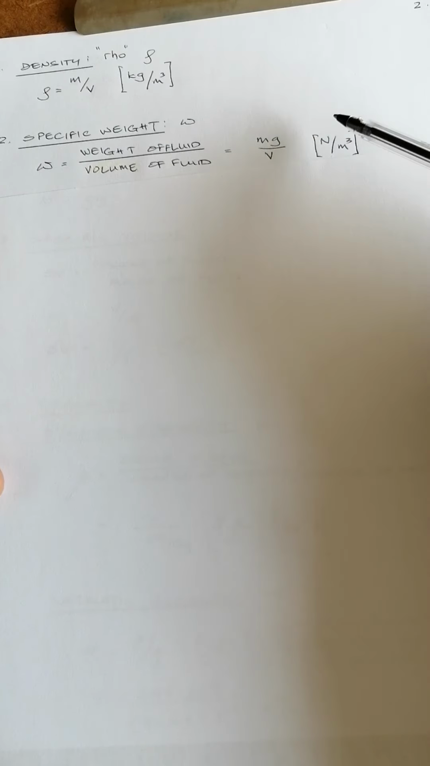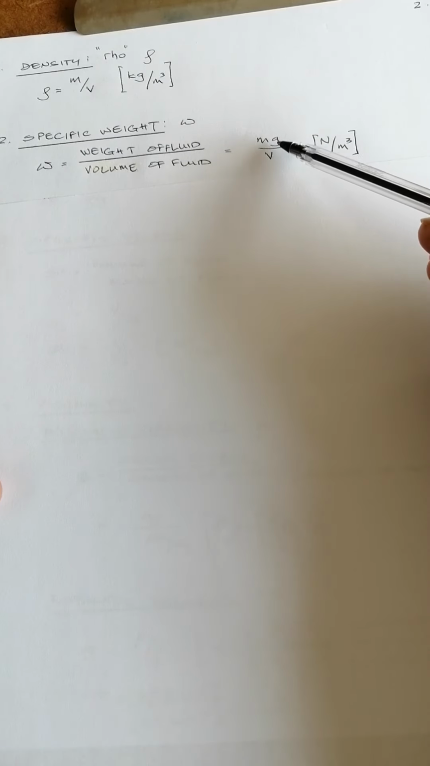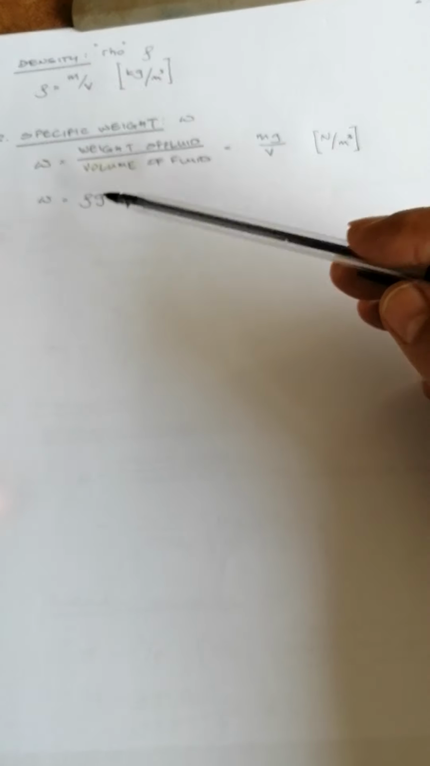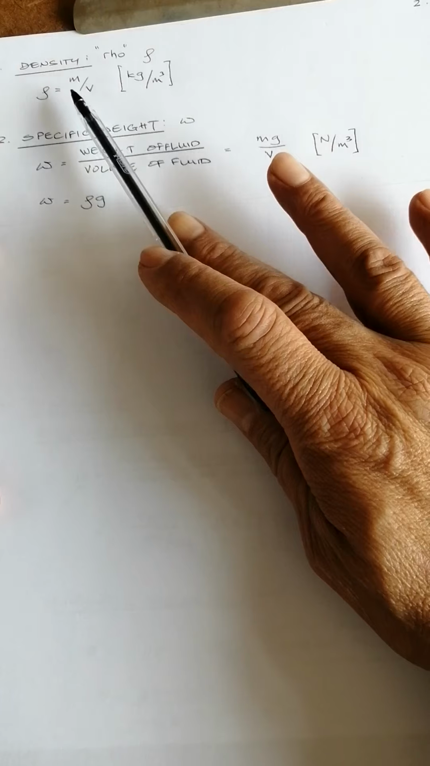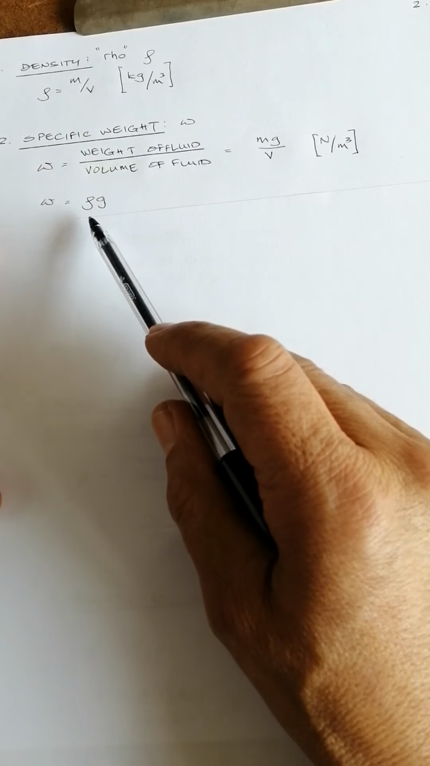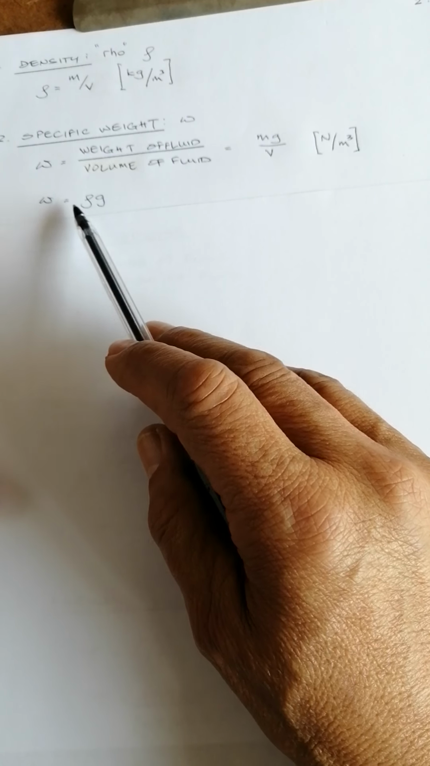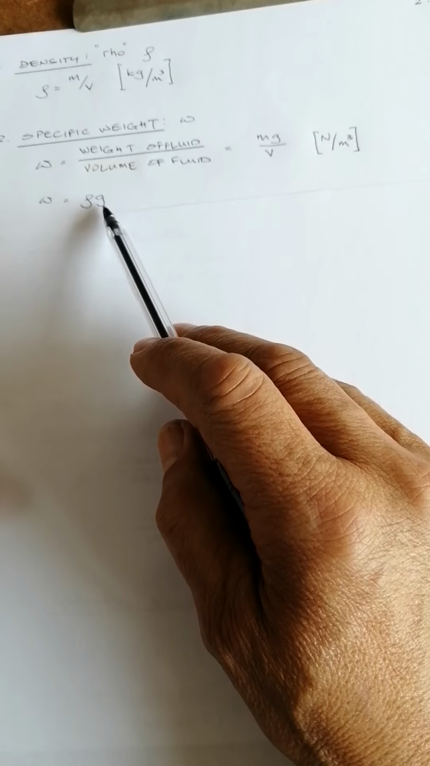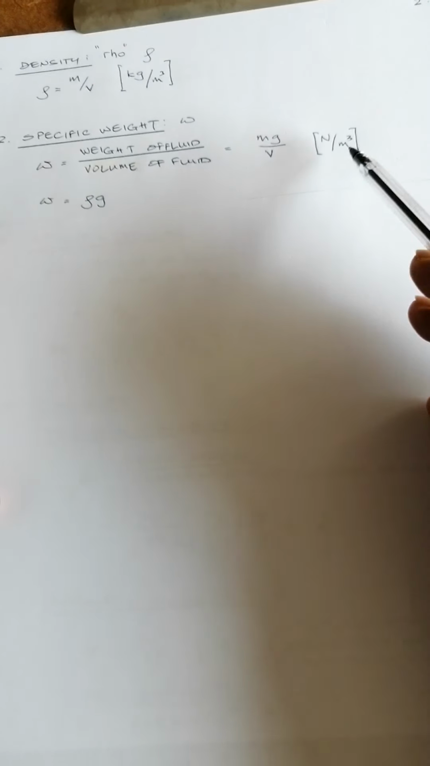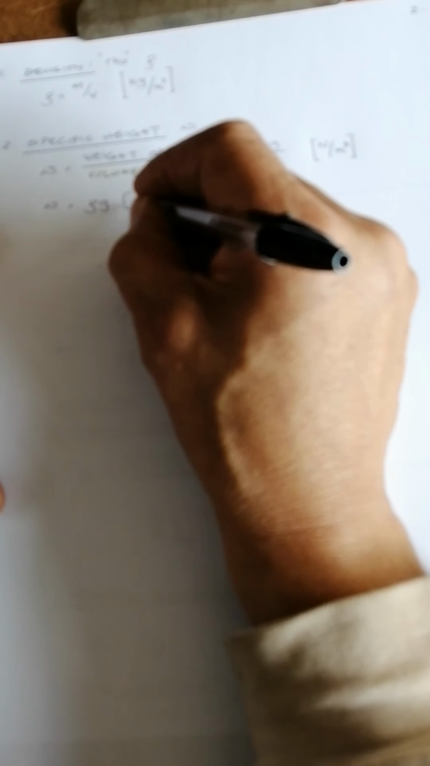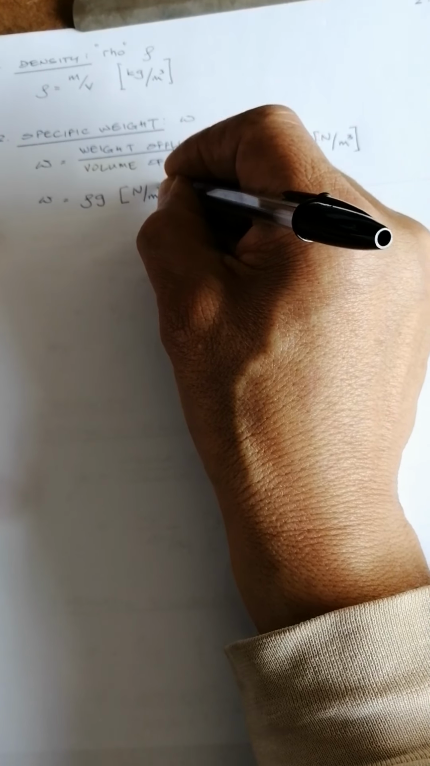Why newtons? Because mass times gravity is newtons, which is a force, divided by the volume, which is cubic meters. So if we derive the equation, we would simply say that m divided by v is the same as your density. So therefore, the simplified equation for specific weight is equal to gravity multiplied by your density, and the unit there would simply be newtons per cubic meter.